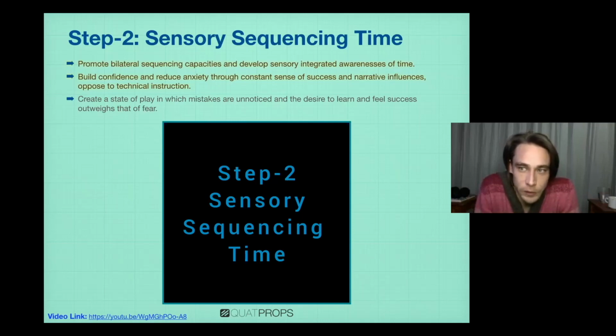We never tell the people to throw. We never tell them to catch. We never explain anything really. We just create an environment to play. So create a state of play in which mistakes are unnoticed and the desire to learn and feel successful outweighs that of fear.